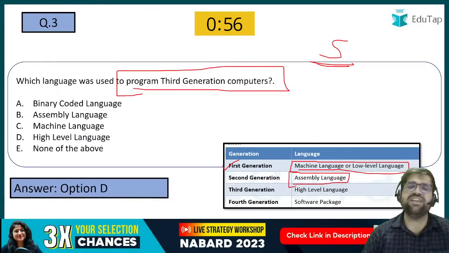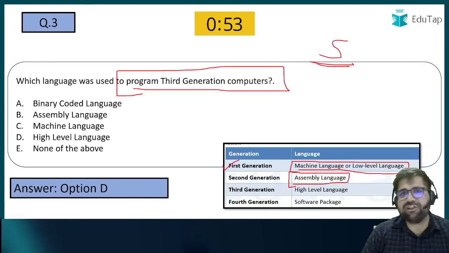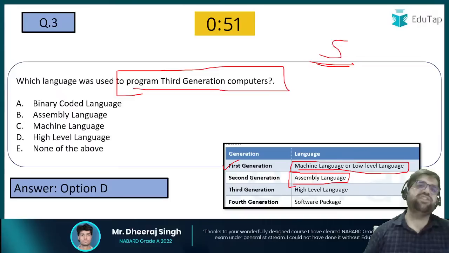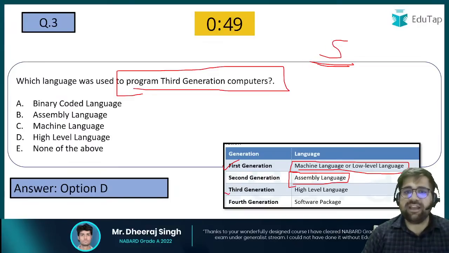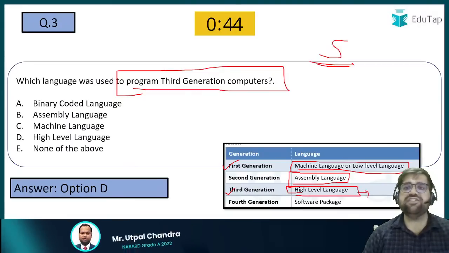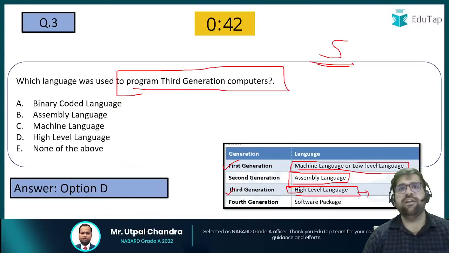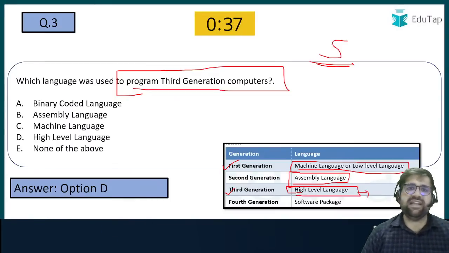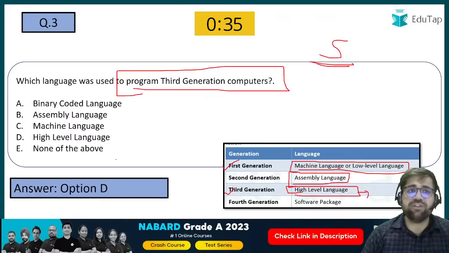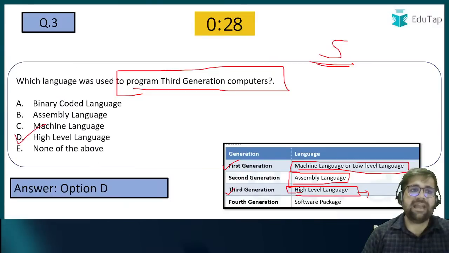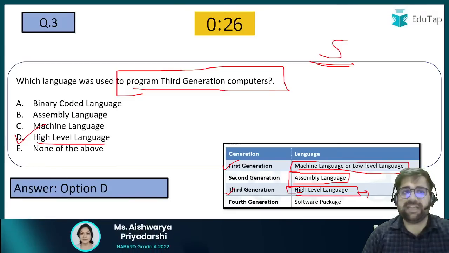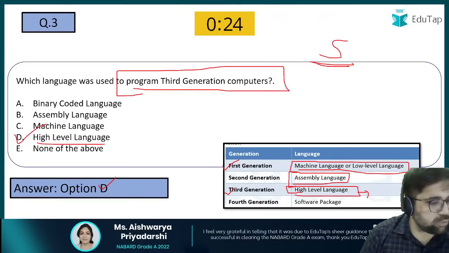Assembly language, again, it is a kind of low level language only, but it is higher than the machine language. Then third generation was using high level languages. High level languages means your COBOL, your Fortran, your Pascal, so on and so forth. We will discuss all the high level languages later in the class. Now the question was very clear and straightforward: the language which was used to program third generation computers, the correct answer therefore will be high level languages, which will be your option number D. So kudos to all of those who have given the answer D.